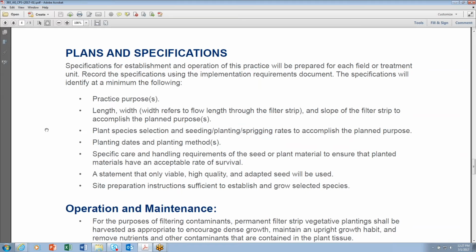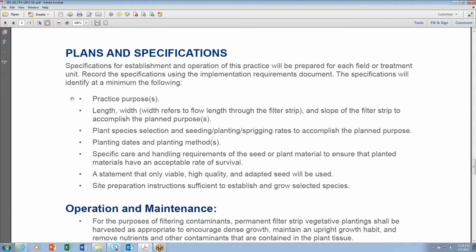And then, of course, the biggest part of any practice standard that we really have to pay attention to, to make sure we're following it, is the plans and specs section. So what we have done for most of the practice standards, you will find job sheets that have been updated, and those job sheets are designed to make sure we capture the plans and specifications.